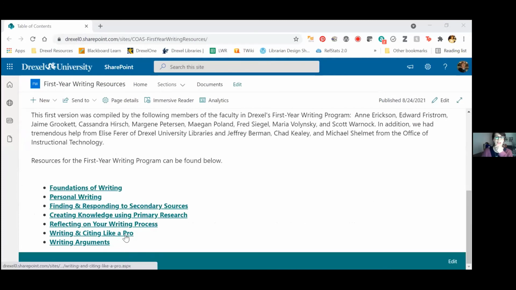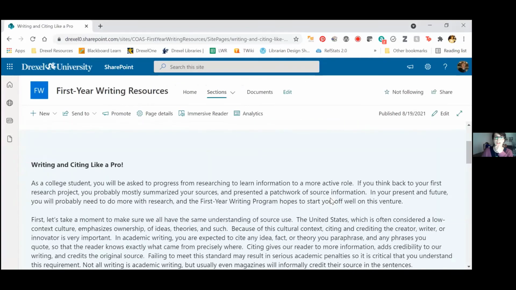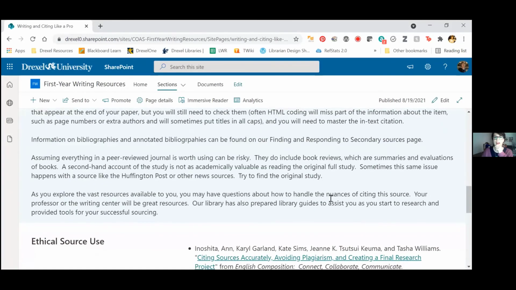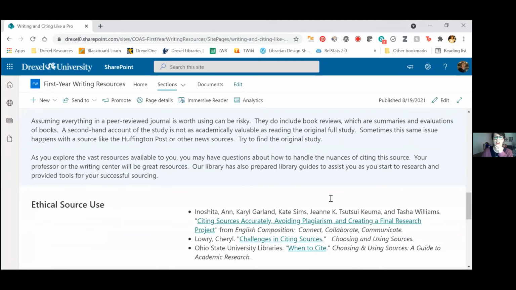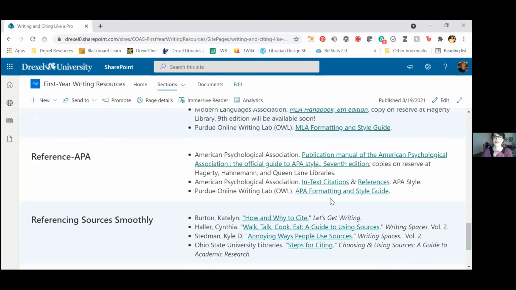I can show one of the sections I contributed to, writing and citing, which actually has quite a bit that Anne wrote about, using information that you found, what ethical use looks like, why plagiarism is what it is, all of that.